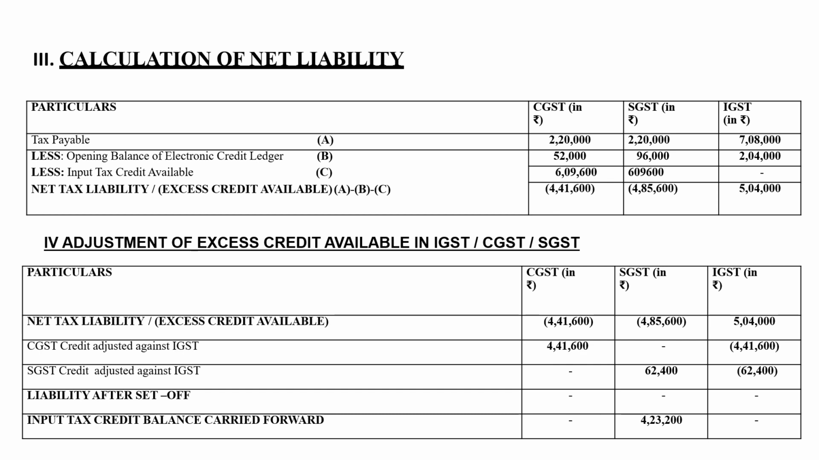So we have the excess balance over here, and here we have to pay, that is 5,04,000. Now we will make this adjustment because we have excess credit available in CGST and SGST, which we need to adjust in our next while paying the GST. In IGST we have a debit balance of 5,04,000 and we have a credit balance of 4,41,600 in CGST and 4,85,600 in SGST. Now let us see the adjustment.